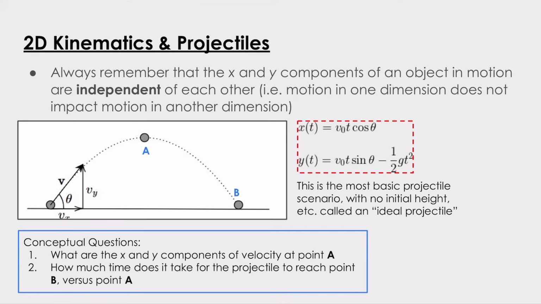And how much time does it take for the projectile to reach point B versus point A? You could verify this mathematically, but for an ideal projectile, the path traveled for the first half and the second half is completely symmetric. So the magnitude of the velocity at the initial point and the magnitude of velocity at the final point is the same, the speed is the same, and the path is the same. So the time it takes to get up here is the same amount of time as it takes to go down here for an ideal projectile. So the amount of time it takes to get to point B is twice that it takes to get to point A.